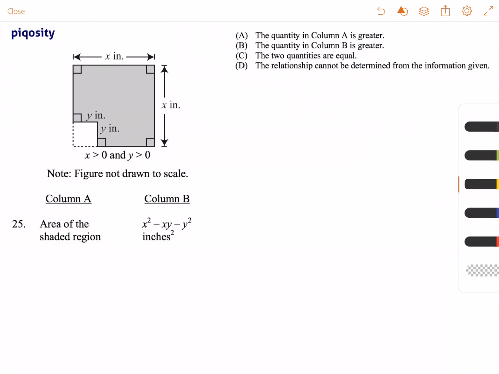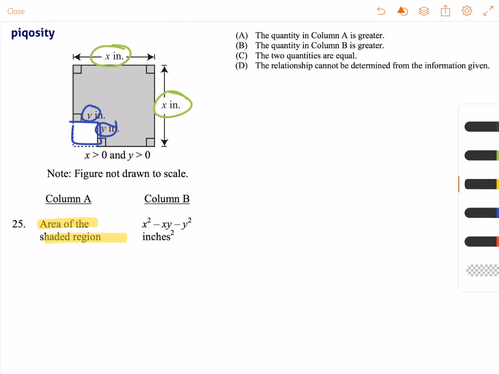This is Stephen, and this question is testing your knowledge of how to manipulate a square, or finding the area of squares. So we've got this square here, or larger square, with values of x inches on both sides. And then our smaller square, or basically this chunk, it's still a square, has the values of y on both portions. So looking at column A and column B, you might be a little confused.